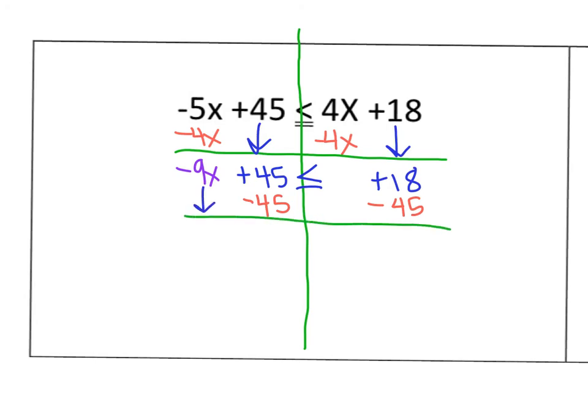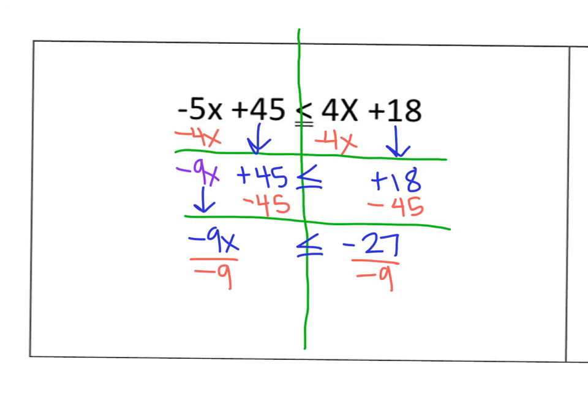I can go ahead and bring down my negative 9x. I can bring down my symbol of less than or equal to. And then positive 18 minus 45, the bigger number is negative, so that means the overall answer is going to be negative, and it's 27. Negative 27. Okay, my last step is to divide by the number that's with the variable, so I'm dividing by negative 9.